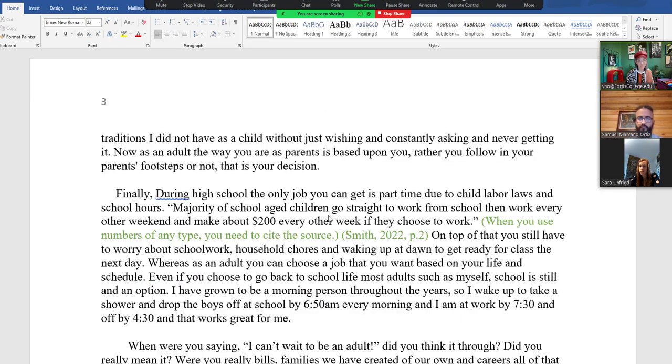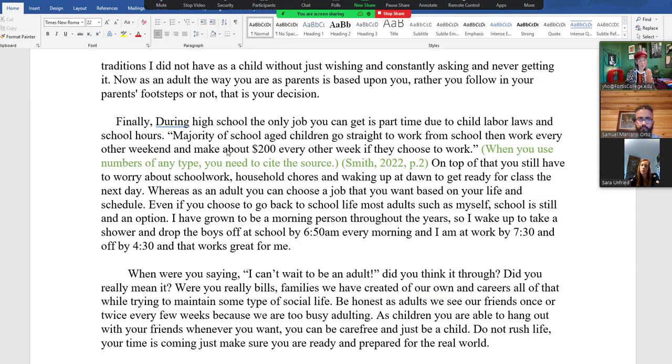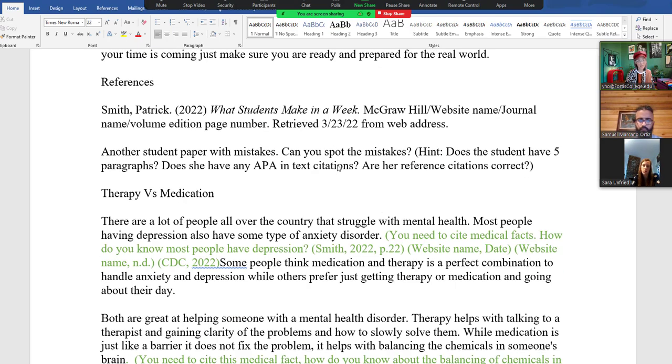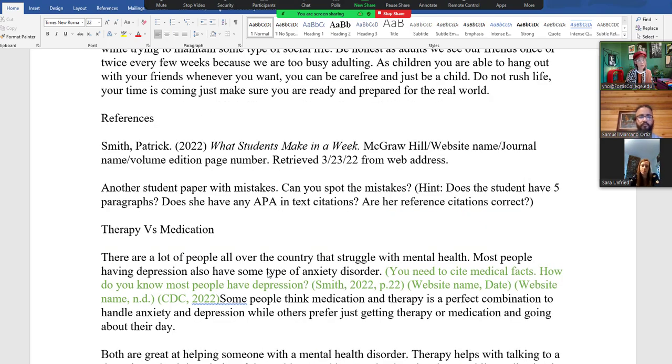So here you have students making a mistake like, "The majority of school-age children go straight to work every other weekend and make about $200 every other week." Of course, when we have any kind of numbers, we have to put in an in-text citation. Then we put in our reference citation at the end of our post.